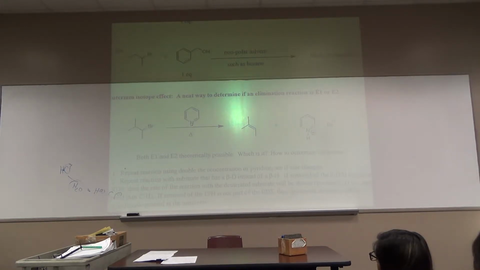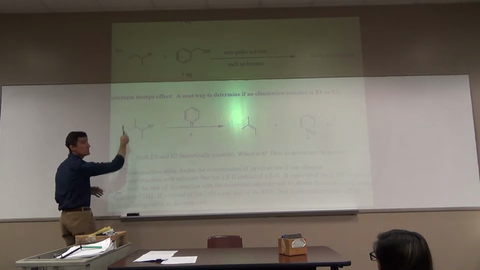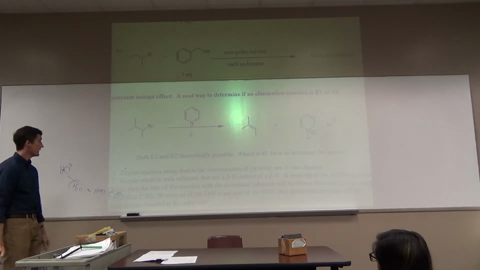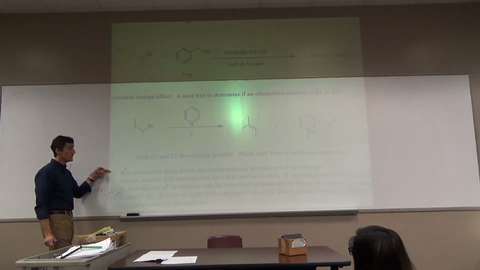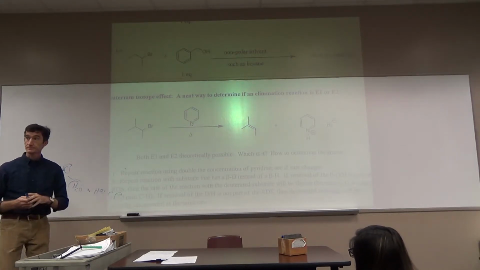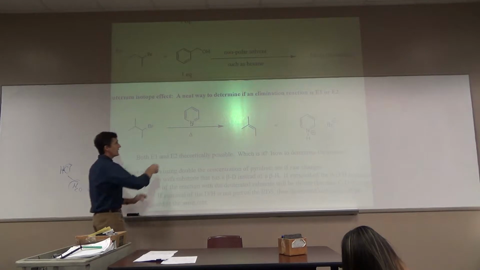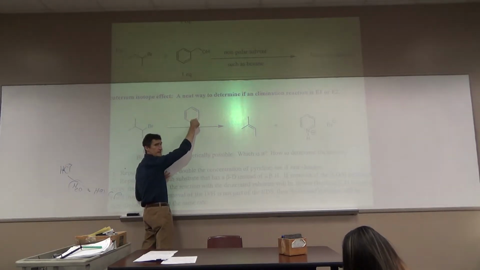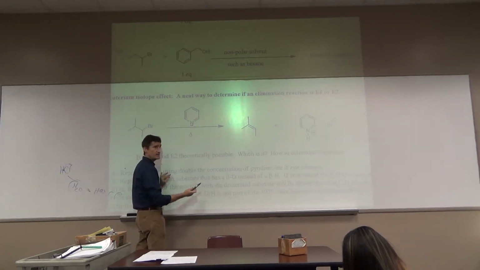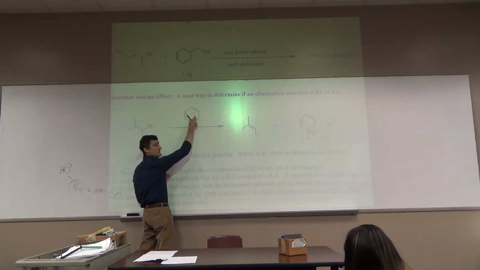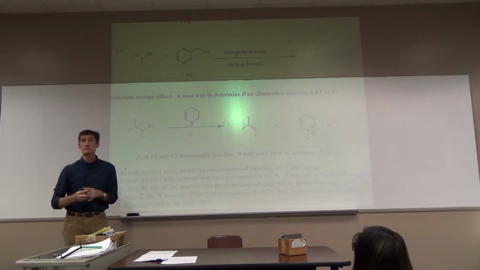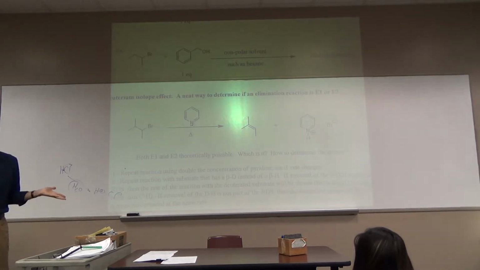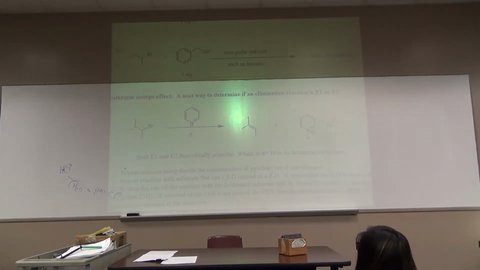So how can we tell? We're going to do a deuterium isotope effect. That's how we're going to tell here. First off, before we get to that, we already knew one way to tell. We could do kinetic studies. For example, what if we double the concentration of the pyridine upon repeating the reaction? What if we doubled this and the rate did not change? What does that tell you about the mechanism? E1. Must be E1, since the base is not involved in the rate determining step. So that's one way to tell.